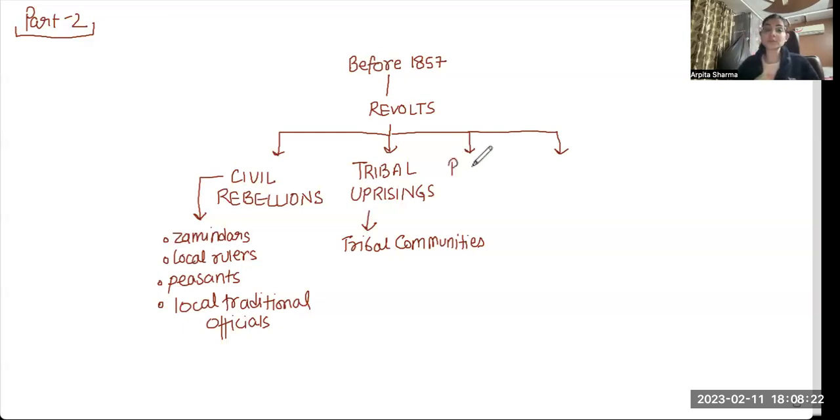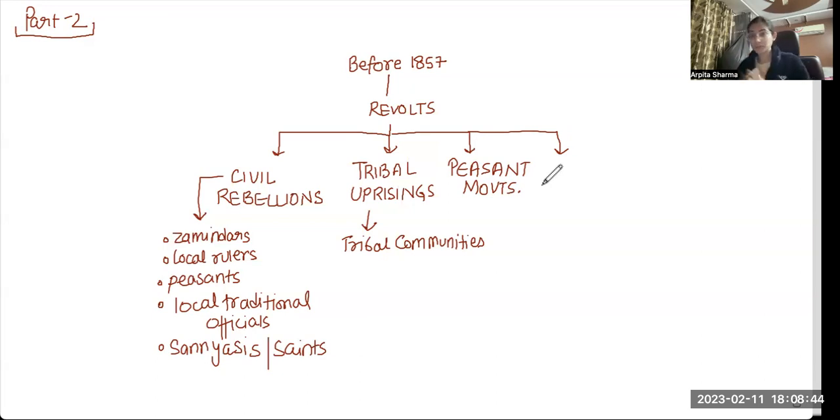The next category of revolts before 1857 would be the peasant movements. Now here in the civil rebellions, we have the sanyasis also. Sanyasis means the saints, the fakirs, spiritual people. Now in peasant movements we will see the farmers standing against the Britishers. In whatever classes we have taken so far, I have discussed again and again why the peasants were the most affected community in India because of the British atrocities. Why were the farmers the ones who were most damaged? Because of the British rule.